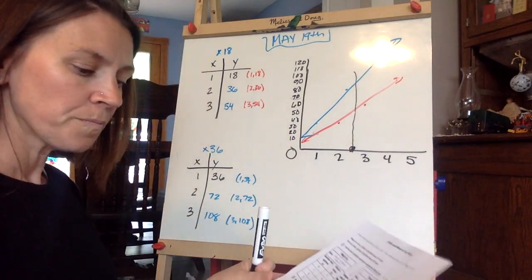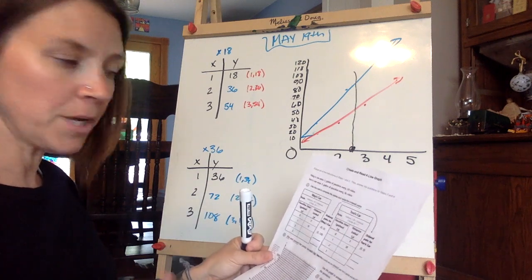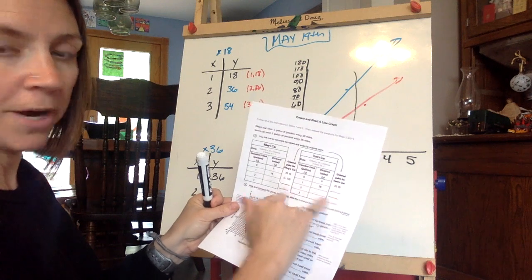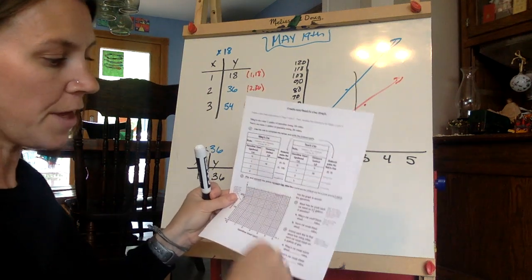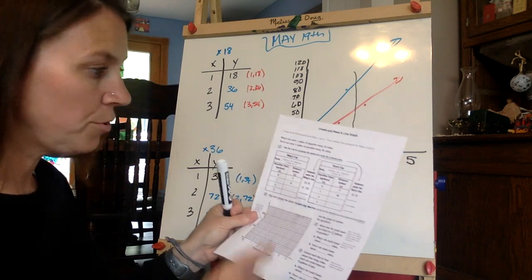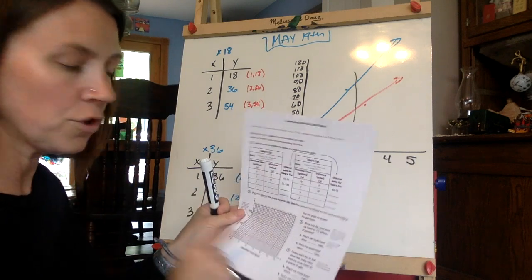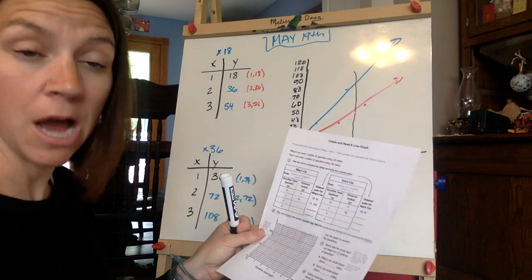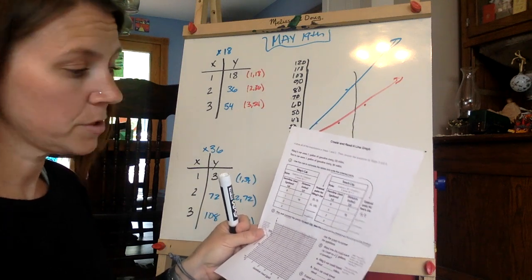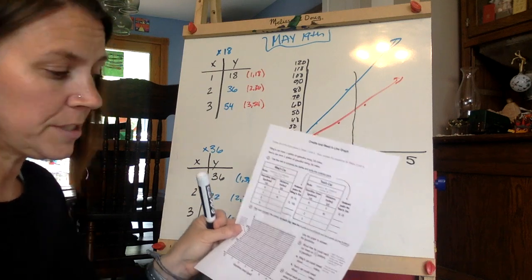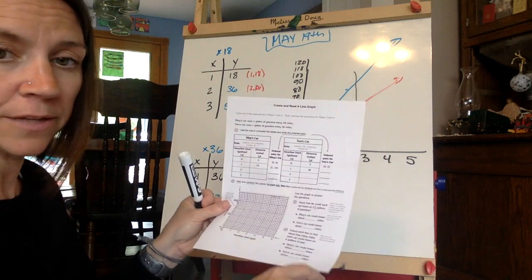So the only difference from yesterday and today is you're still following your rule, you're still ordered pairing and plotting points. Then you have a couple of questions to answer. And remember, you can use your chart, you can use your rule, you can use your graph. I'm a big fan of the rule because I can use a calculator and I know my answers are right. So timesing by 18 and timesing by 36 to help me figure out these answers.